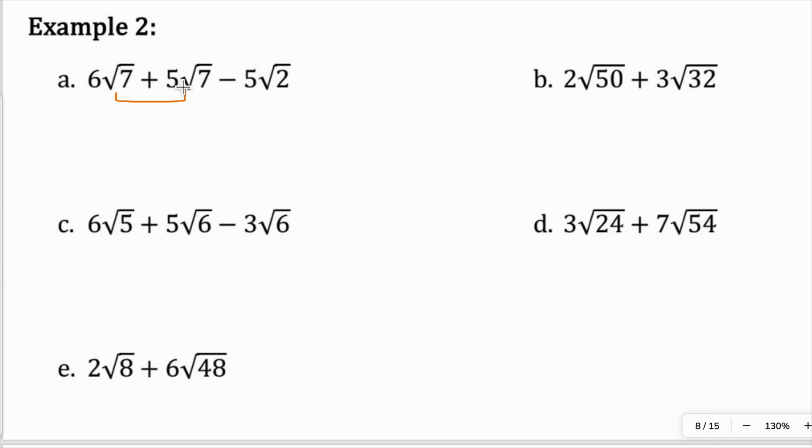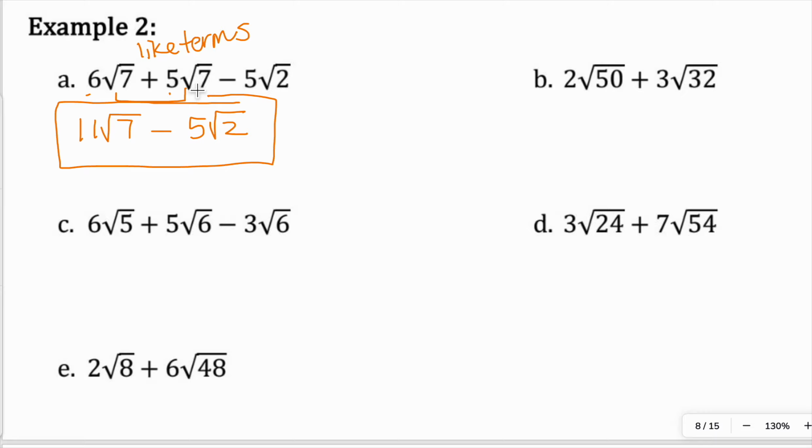6 square root 7 and 5 square root 7 because those are considered, we want to maybe think about these as like terms because they have the same radicand. So I would take 6 plus 5 is 11 and then keep the radical symbol 7. And then minus 5 square root 2, these are not like terms, and I can't simplify either one any further, so I'm going to keep it just like this. So can you take the next moment, pause the video here, and try B through E on your own?